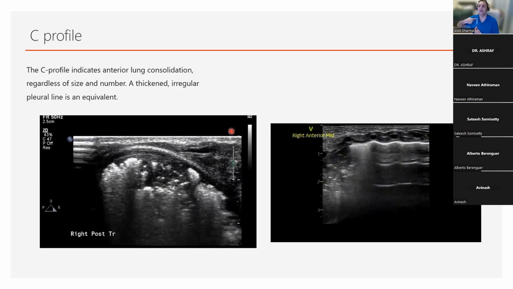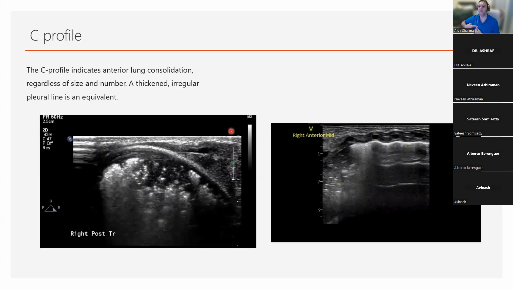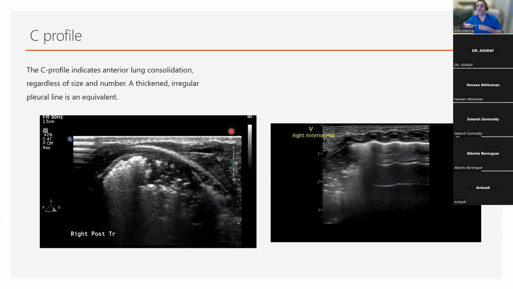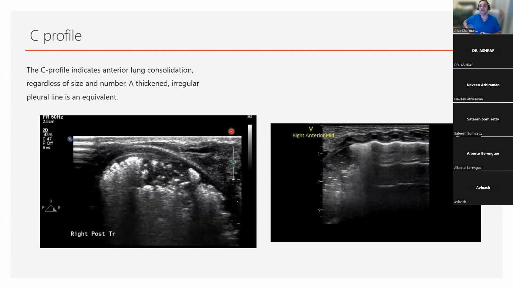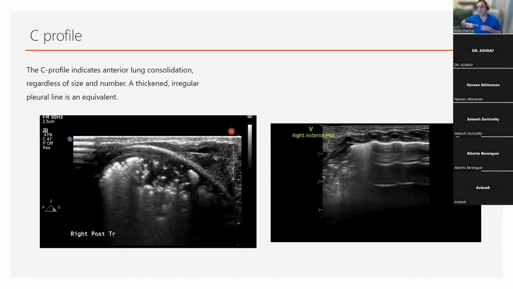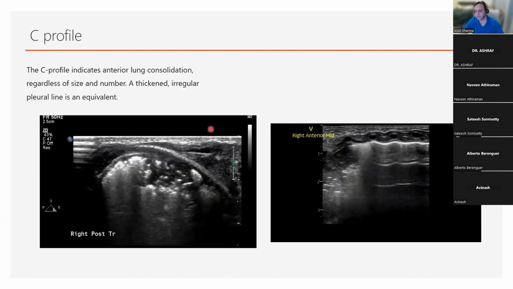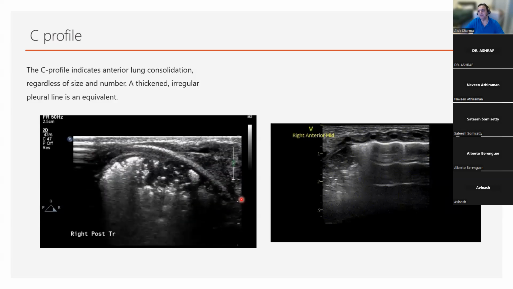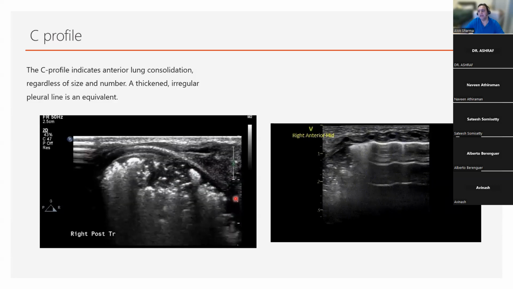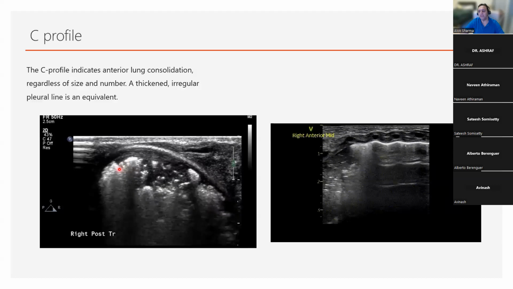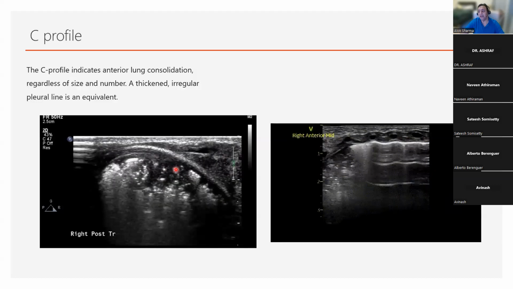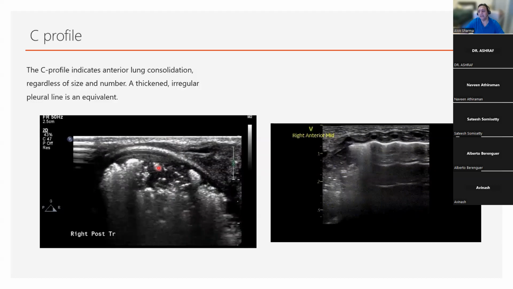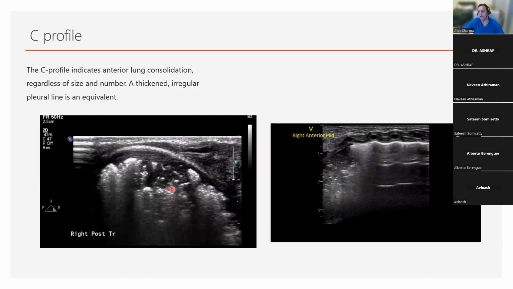You cannot see a very nice batwing sign over here because the batwing sign is best seen when you have your probe in this plane. But if you're looking at each individual intercostal space, you're going in between the intercostal spaces. So what you're seeing is, I would say, rib. And below that, you're seeing an area of very irregular pleura, which is broken in areas to the point where there's consolidation deep down.